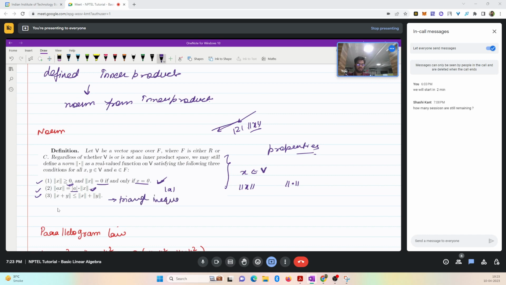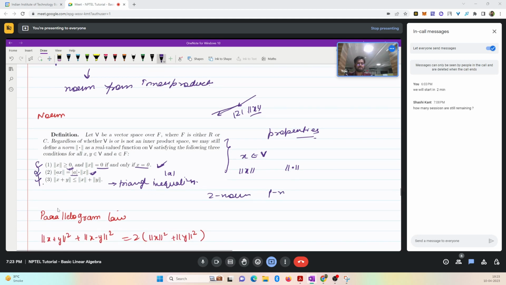So one thing just to mention is that it is not necessary that you need an inner product space to define a norm. You can define a norm independently also. Okay. So all the norms that we talked about, that is a 2 norm or P norm, would satisfy all these three properties also. Okay.